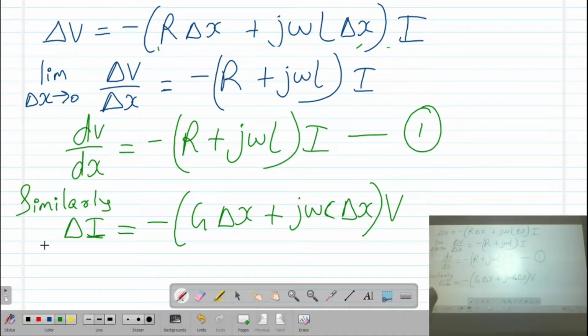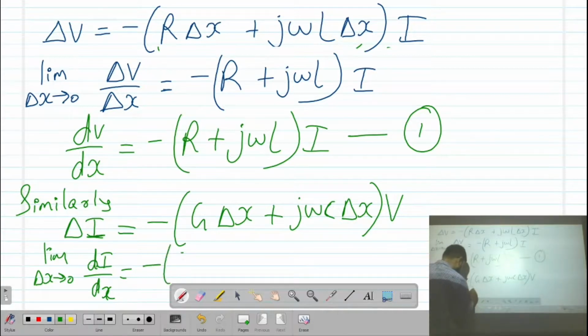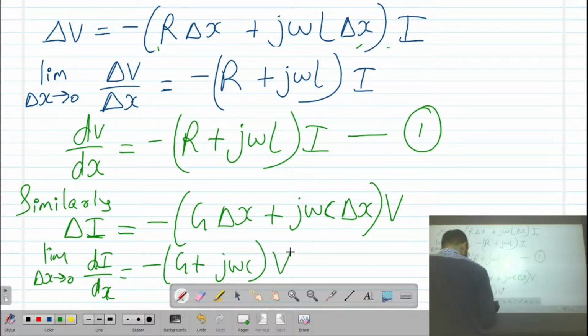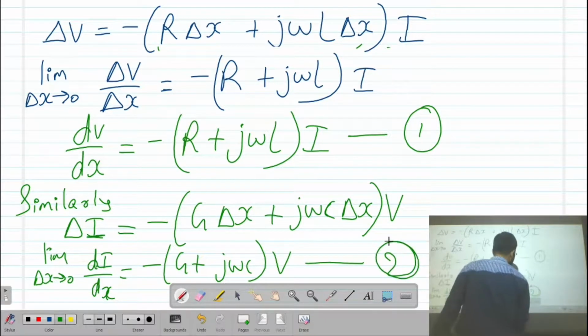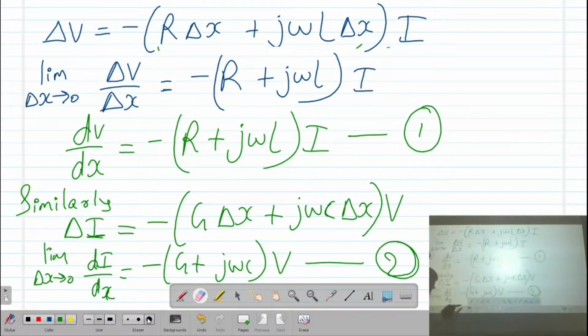Similarly, we can take the limit delta x tends to 0, dI by dx is equal to minus G plus j omega C into V. That is equation number 2, right?